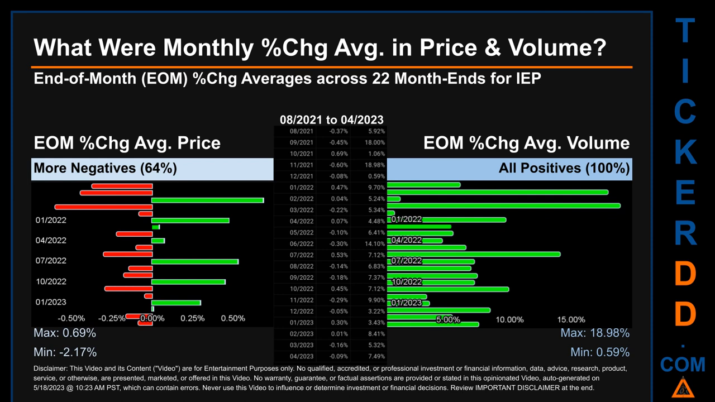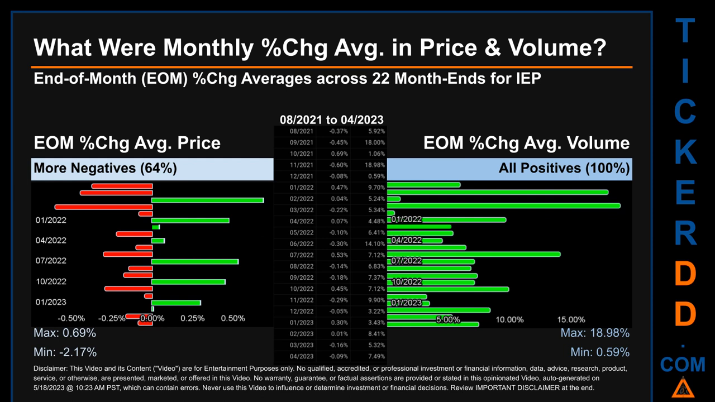What were end-of-month percentage change averages in price and volume for IEP? The monthly average of percentage change in price and in volume were calculated for each of the 22-month ends. That calculation took daily percentage changes and averaged them for each given month. If a month end came out negative, then it means that the month summarily saw a negative change.